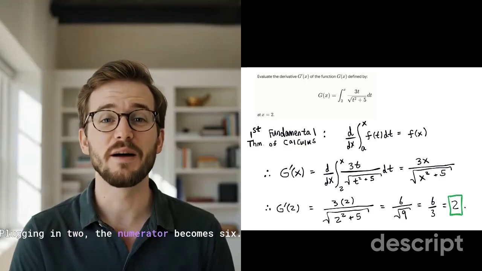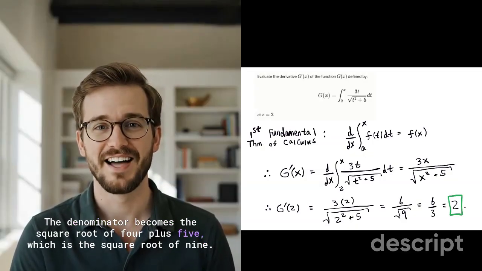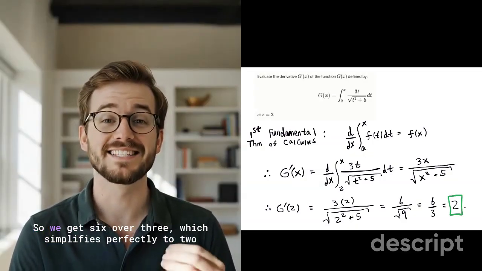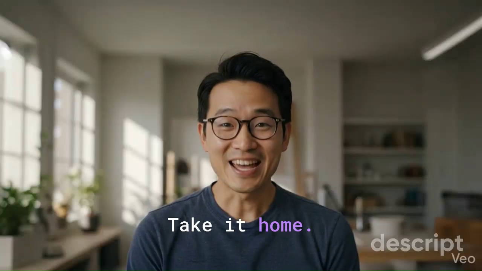Plugging in 2, the numerator becomes 6. The denominator becomes the square root of 4 plus 5, which is the square root of 9. So we get 6 over 3. Which simplifies perfectly to 2. Take it home. Excellent work.